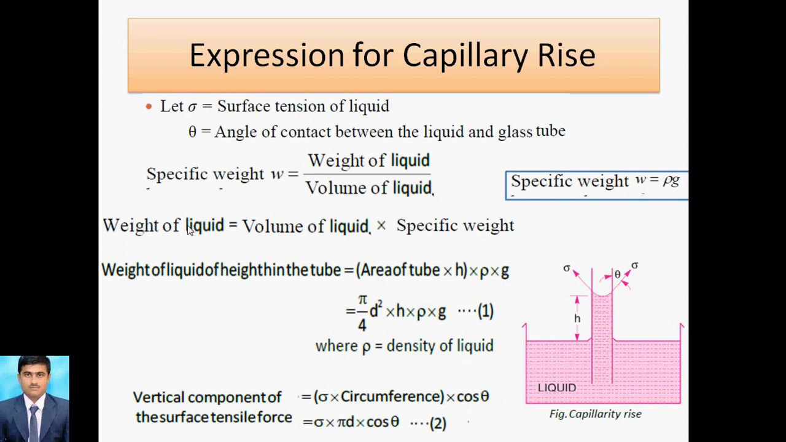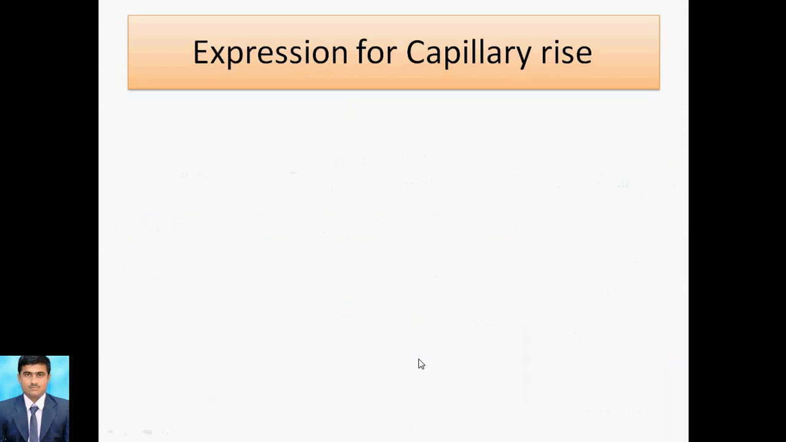Again I repeat, this capillary rise effect depends on the weight of the fluid and the tensile force, which we computed in equations 1 and 2. Under equilibrium conditions, pi by 4 d square into h into rho into g is equal to sigma pi d into cos of theta, like this.